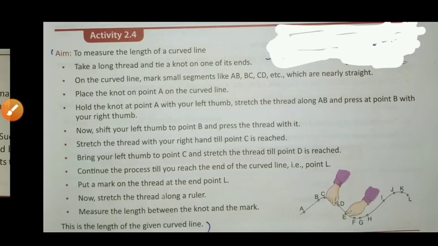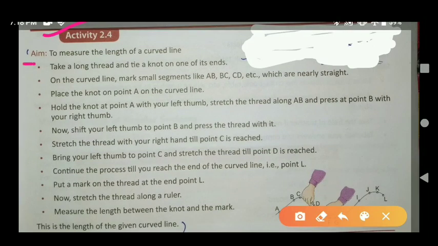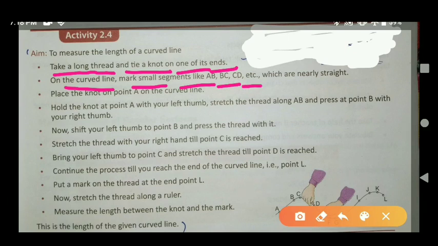Activity 2.4. Aim: to measure the length of a curved line. By using this activity we can find the length of a curved line. Take a long thread and tie a knot on one of its ends. Next, on the curved line mark small segments like AB, BC, CD, etc., which are nearly straight.